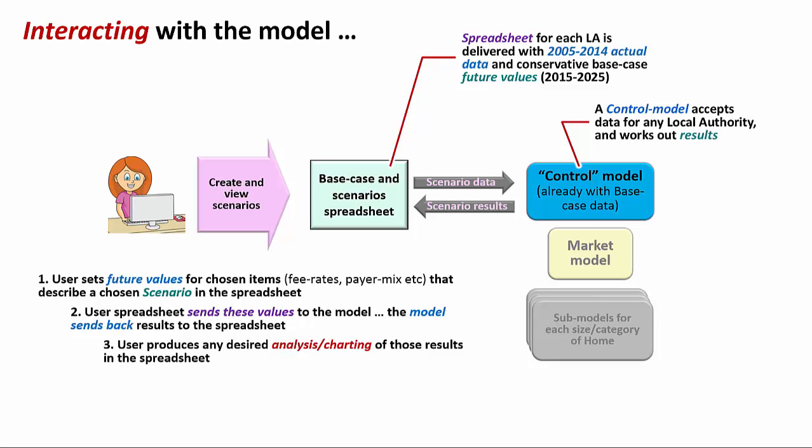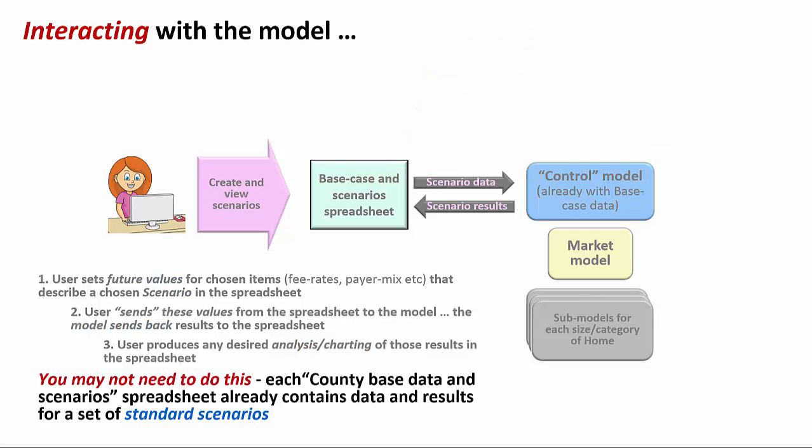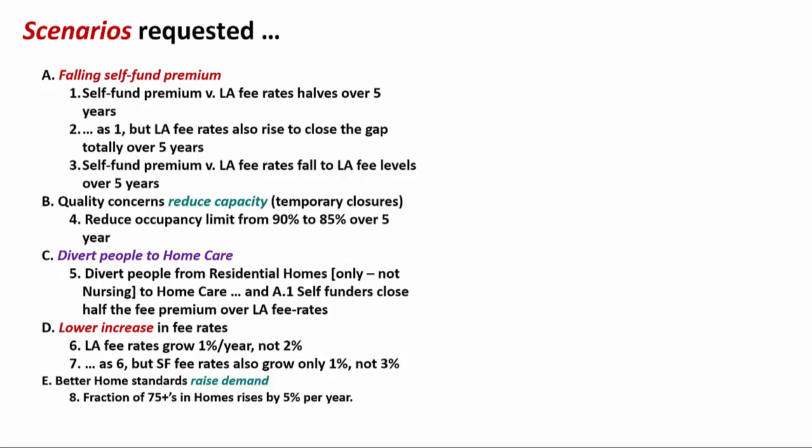The even better news is that you may not need to do this because each county-based data and scenario spreadsheet already contains data and results for a set of standard scenarios. Those scenarios were requested by a steering group of councils who originally sponsored this work. There's a set of scenarios we're calling A, and those are about the risk that there will be a reduction in the premium paid by self-funded occupants of care homes compared with the prices paid by local authorities. And there are three different scenarios under that general heading.